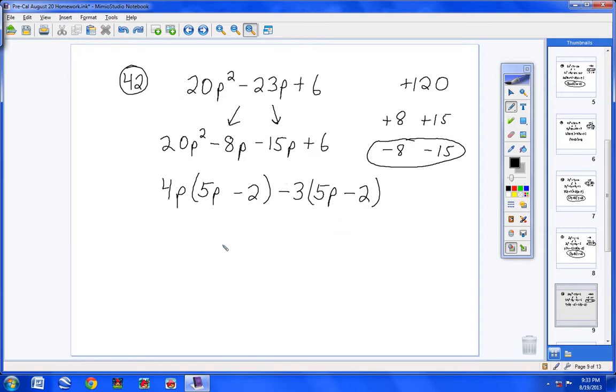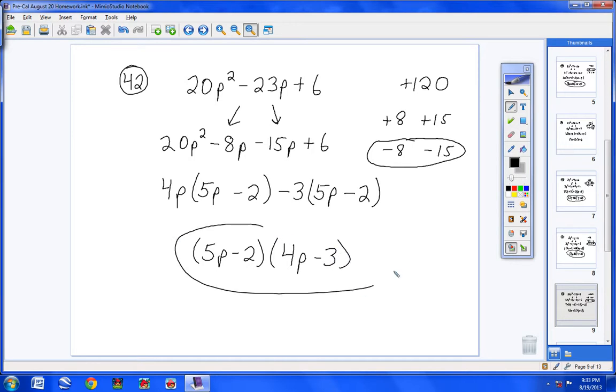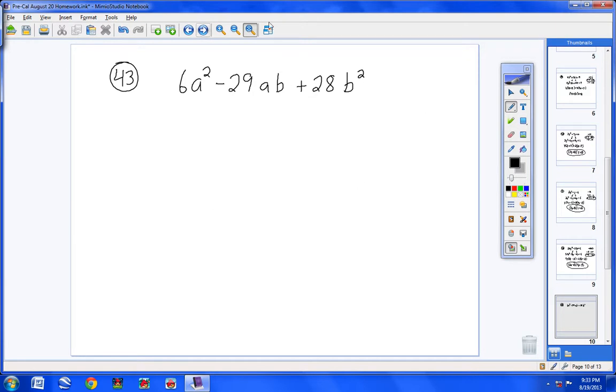All right, now notice my parentheses do match, so I'm going to go ahead and write 5p minus 2, and then I'm also going to write what's left over after I factor out 5p minus 2, and I'm left over with 4p minus 3. 4p minus 3. All right, moving on now to number 43.